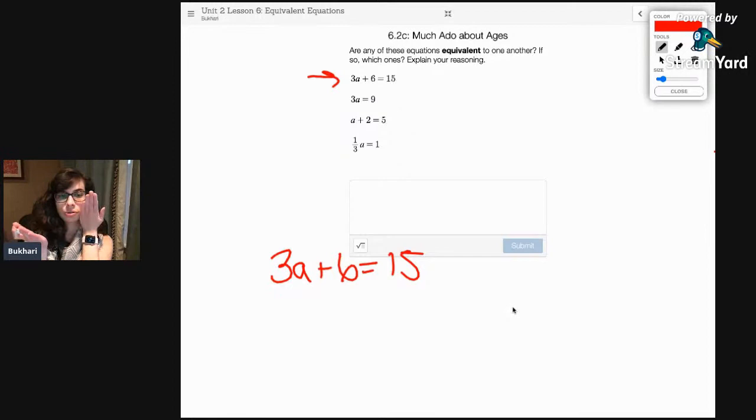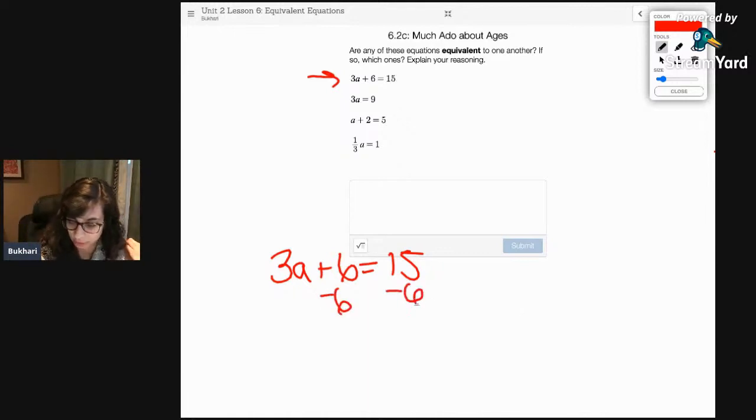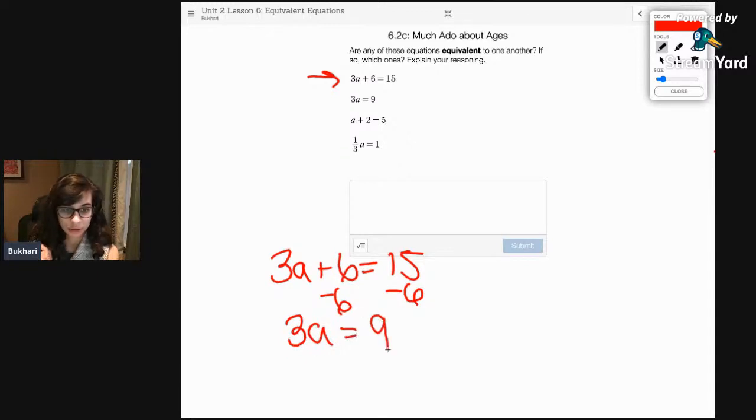Whatever I do to one side of my equation, I have to do to the other side. So what I can do here is subtract 6 from both sides. Whatever I do to one side of the equation, I have to do to the other. And this gives me 3a equals 9. Oh, that looks familiar, right? I know that these two equations are equivalent.